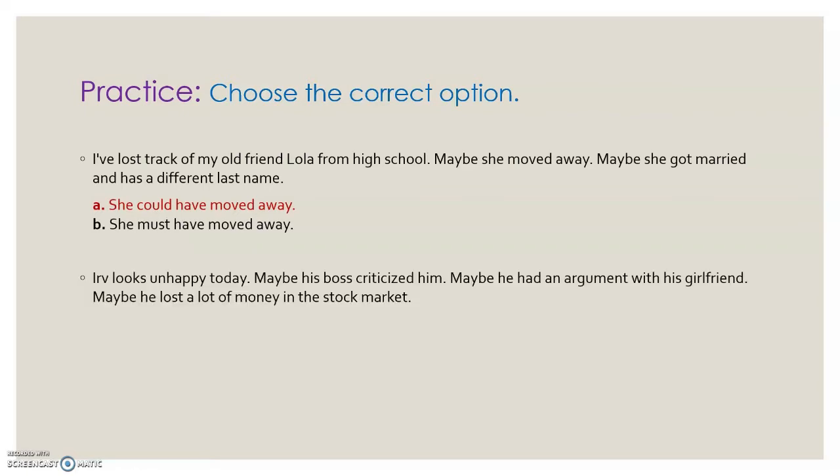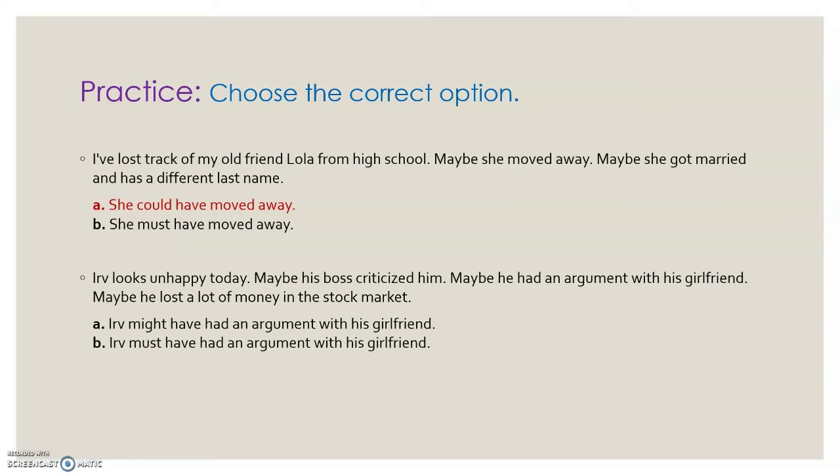Irv looks unhappy today. Maybe his boss criticized him. Maybe he had an argument with his girlfriend. Maybe he lost a lot of money in the stock market. Irv might have had an argument with his girlfriend, or Irv must have had an argument with his girlfriend. There are a lot of maybes in that question, so the correct answer is might have had.